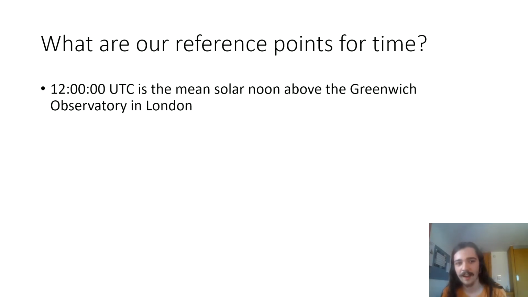Anyway, okay, so what are the reference points for time? Within a specific day, 12 o'clock UTC, Universal Coordinated Time, is the mean solar noon above the Greenwich Observatory in London. Solar noon means the time at which the sun is as high in the sky as it will get across the course of a day. And we say the mean because throughout a year the exact time at which the sun is at the highest point in the sky can vary. So the length between consecutive solar noons will not be exactly one day, but if we average out across all days of the year, the average time of solar noon will be 12 o'clock UTC.